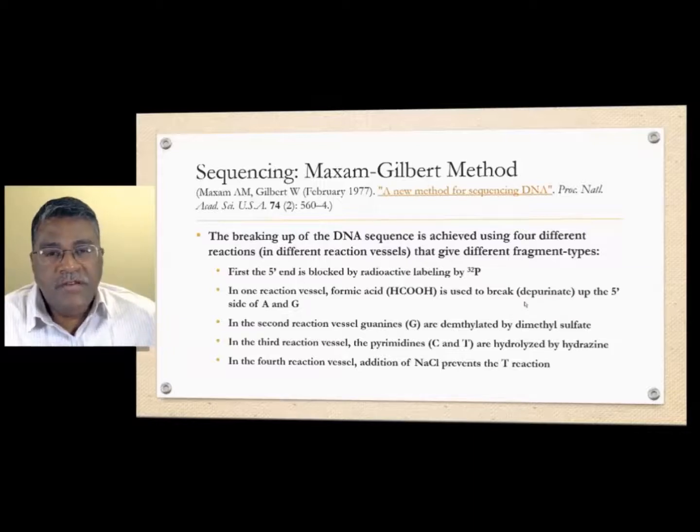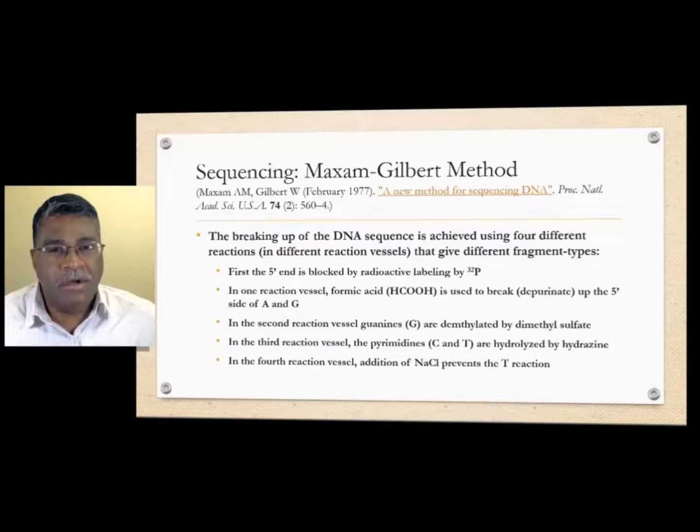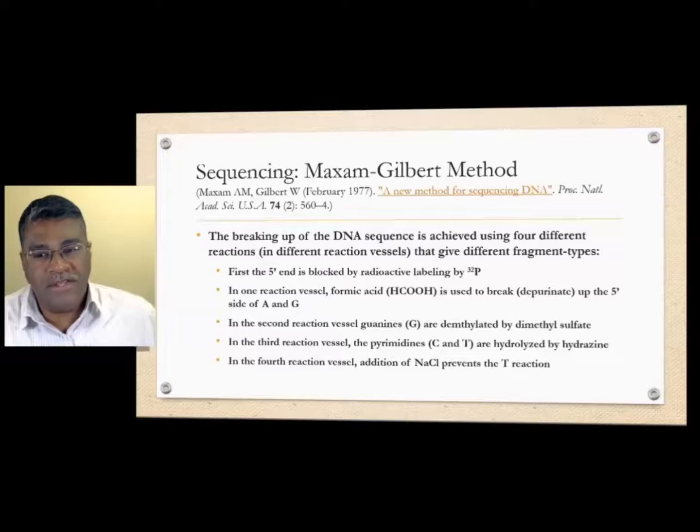Okay, so there are different reactions occurring in each of those 4 vessels. Each of these reactions is used to break up the DNA in very systematic ways. And so you're going to get a lot of fragments, but because you understand exactly how you're breaking them up, the reassembly of these fragments into the sequence that you want to find out becomes easy.